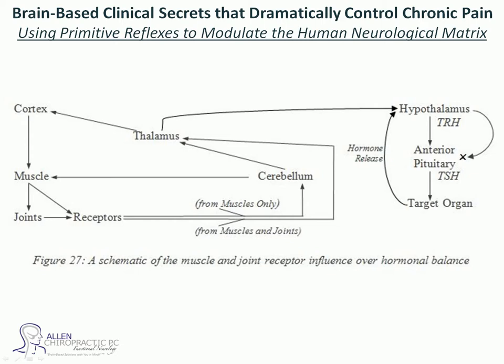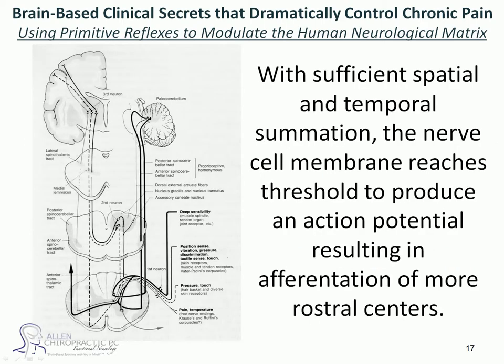To the left side here, receptors stimulate the cortex, and that's done right away, almost instantly. So we can influence the cortex, the thalamus, and the cerebellum to control the muscles differently by changing the receptor afferentation. With sufficient spatial and temporal summation, the nerve cell membrane reaches threshold to produce action potentials resulting in afferentation of more rostral centers. And that's very important because it all comes down to sufficient spatial and temporal summation and afferentation to more rostral centers.